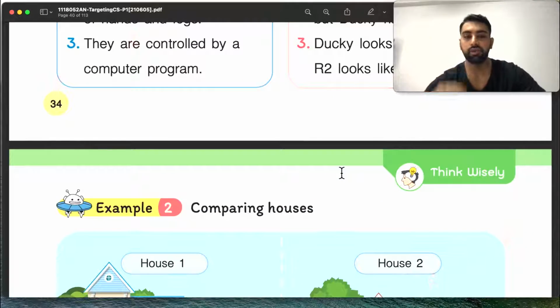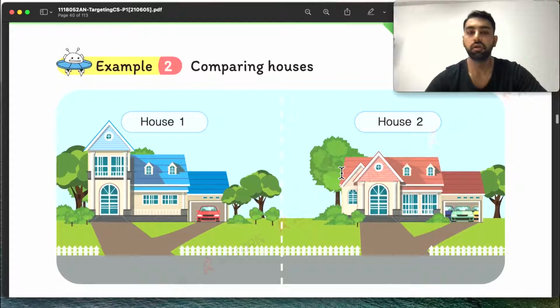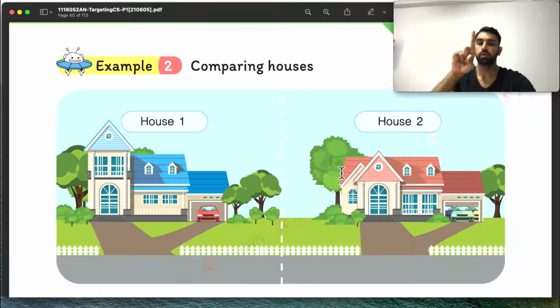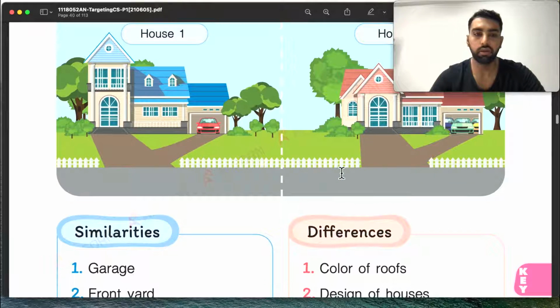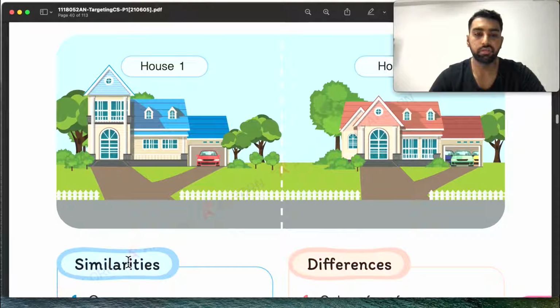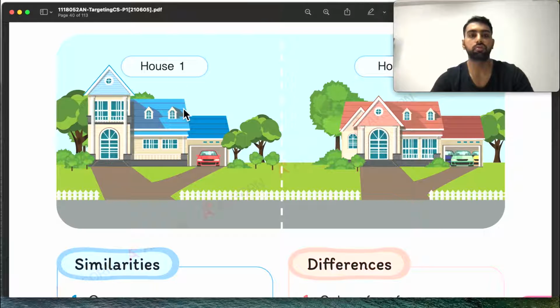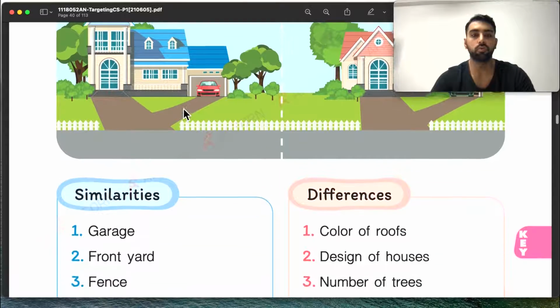Now we have another example for you. There are 2 houses, house 1 and house 2. All right, home 1 and home 2. You have to see what is the same and what is not the same. All right, similarities and differences. House 1 and house 2, what do they have?